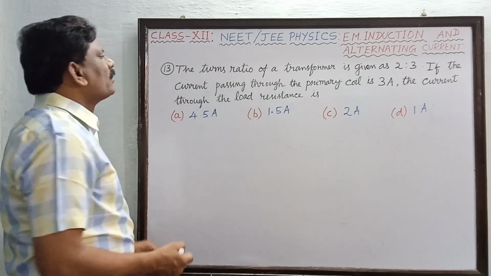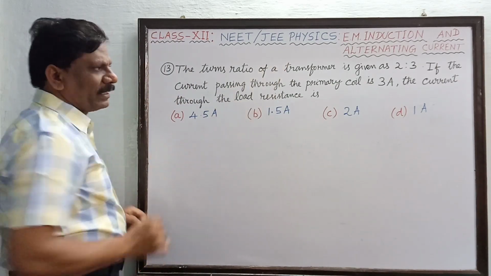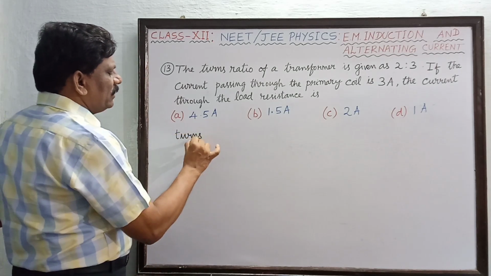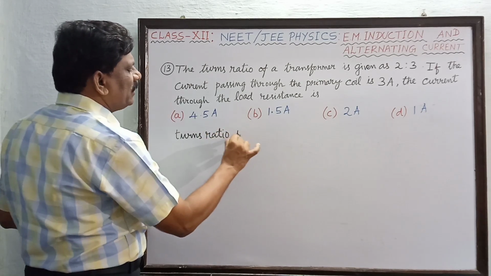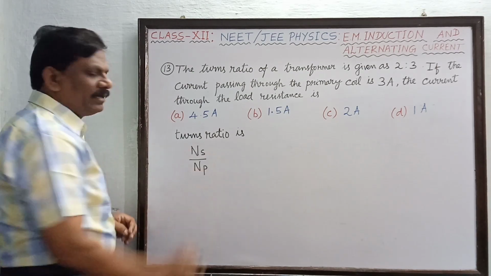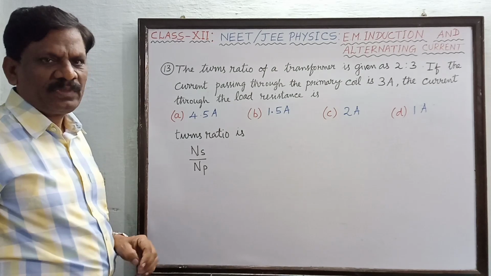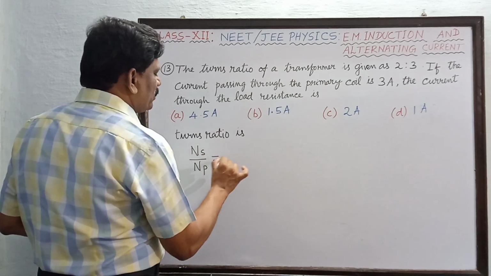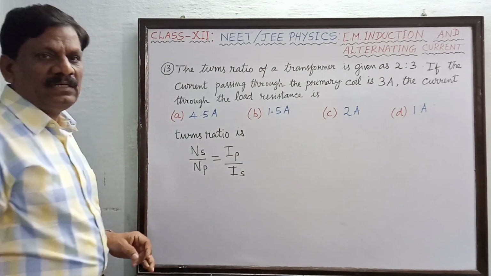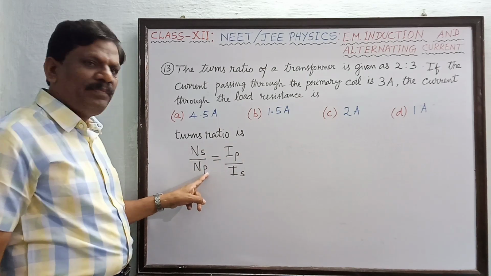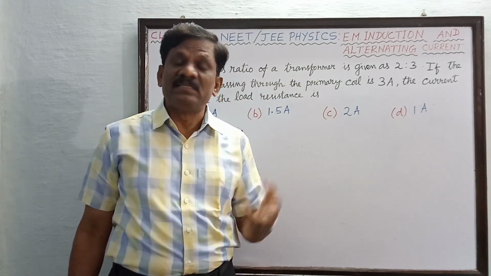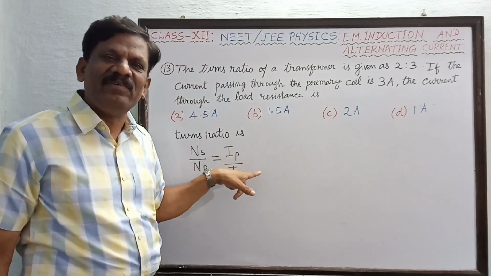Okay students, now the turns ratio, you have to correctly understand this. Turns ratio is given by the ratio of the number of turns in the secondary divided by the number of turns in the primary. This only is the turns ratio, and this is equal to the ratio of the current in the primary divided by the current in the secondary. This carefully you have to write here: Ns by Np is equal to Ip by Is. Suppose voltage ratio means that is different. That is once again V secondary by V primary.